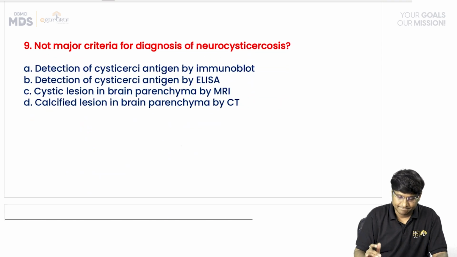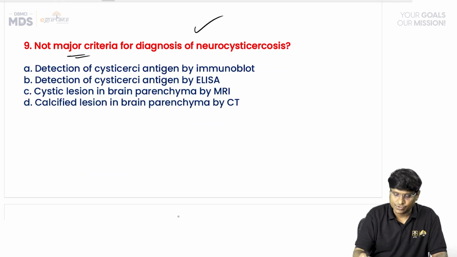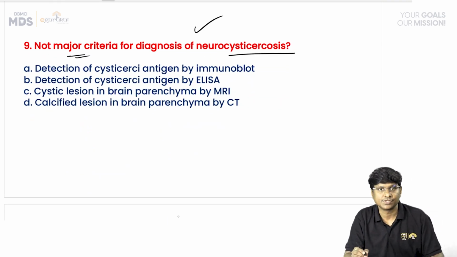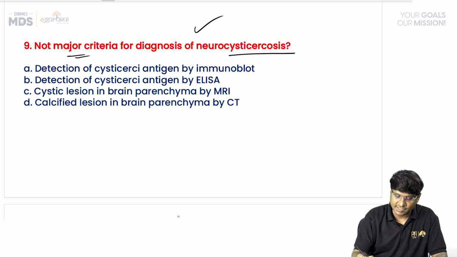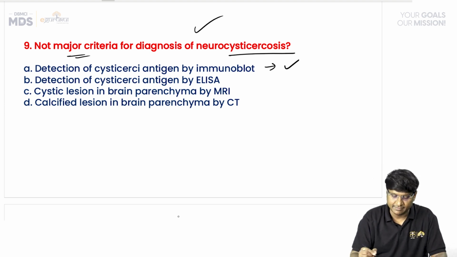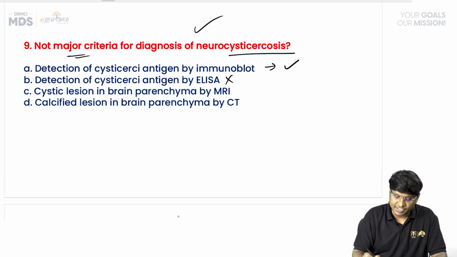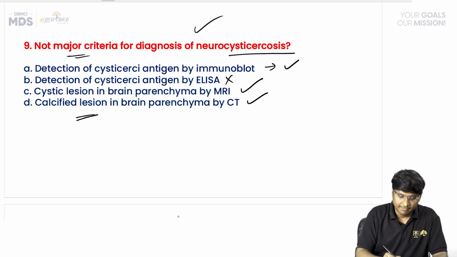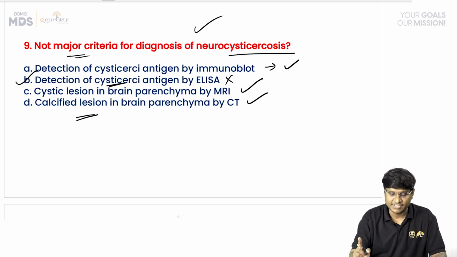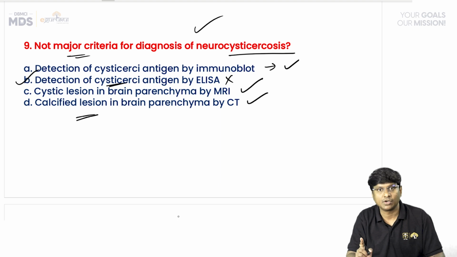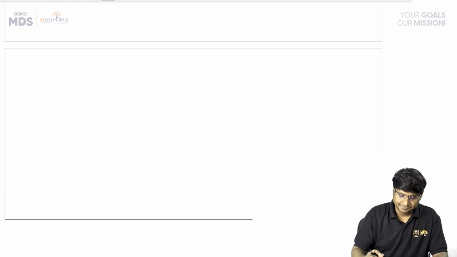Next question. Not the major criteria for the diagnosis of neurocysticercosis. Detection of cysticerca antigen by immunoblot, it is a major criteria. Detection of cysticerca antigen by ELISA, no, it is not a major criteria. Cysticerca lesion in the brain parenchyma by MRI, yes, it is a major criteria. Calcified lesion in brain parenchyma by CT, yes, it's a major criteria. But B is not the major criteria for the diagnosis of neurocysticercosis.